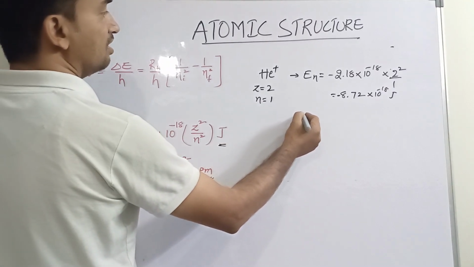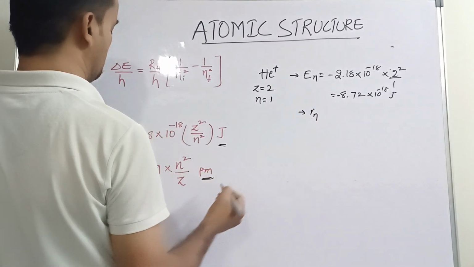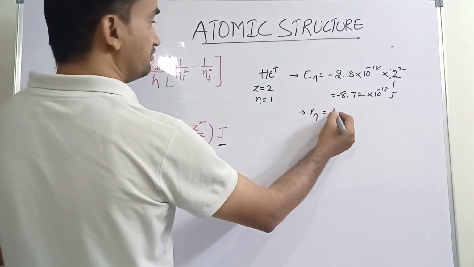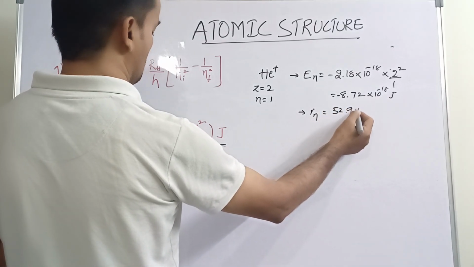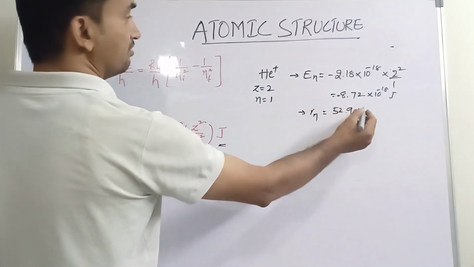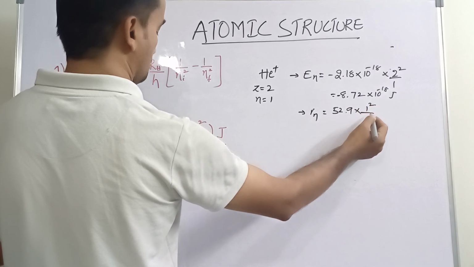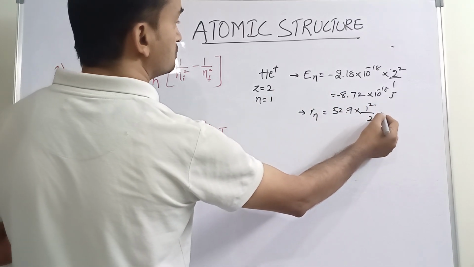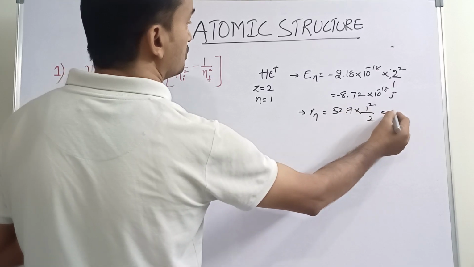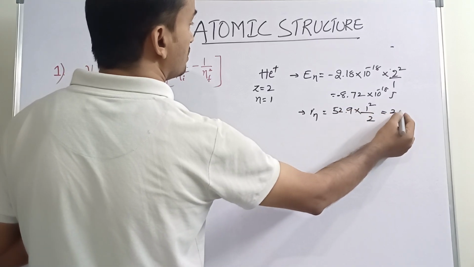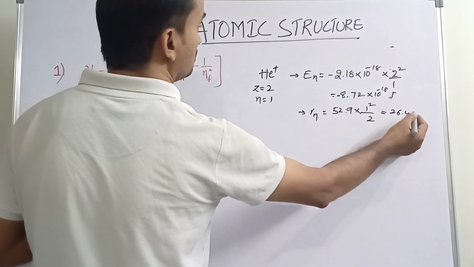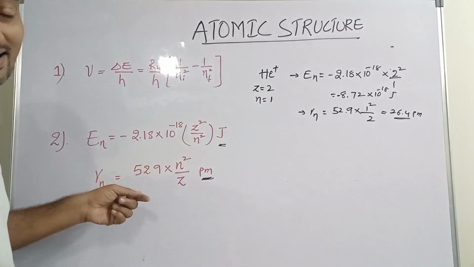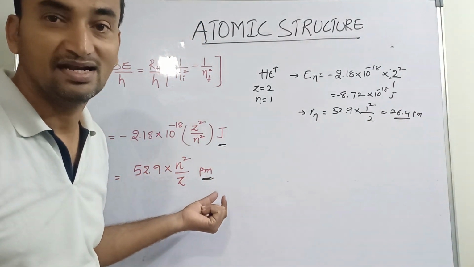Now like that, radius Rn for helium atom is 52.9 into N square, N is 1, 1 square divided by Z, not Z square, only Z, that is 2. So here you make it 26.4 picometers. Simply, you'll get that. If you substitute, you are going to get it directly.